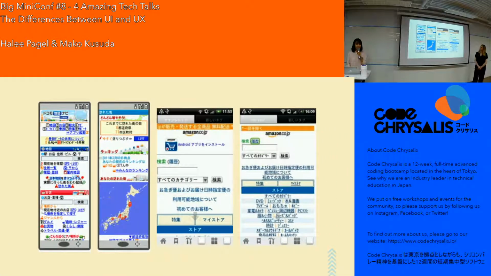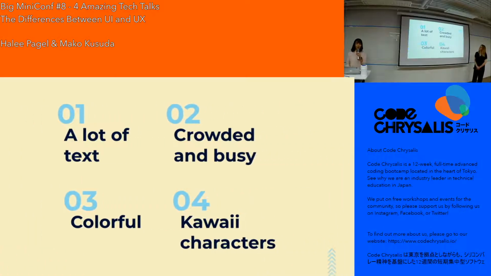Those images are websites for flip phones. To make them easy to read and load, these early websites were purely text and contained lots of information in a minimal space. Those are current features of Japanese websites. They have lots of information, are crowded and busy, colorful, and have kawaii characters on many websites. Let's move on to the detail.